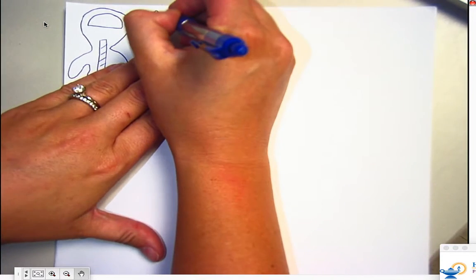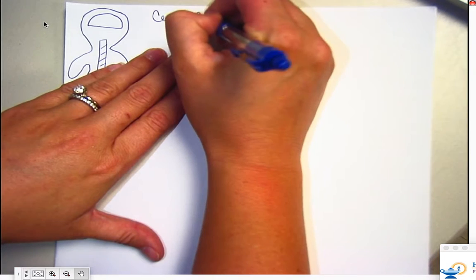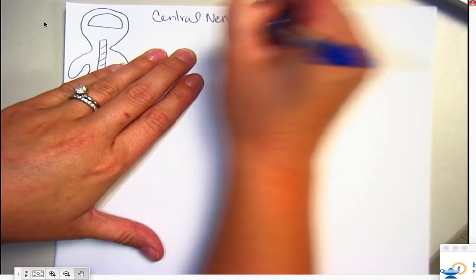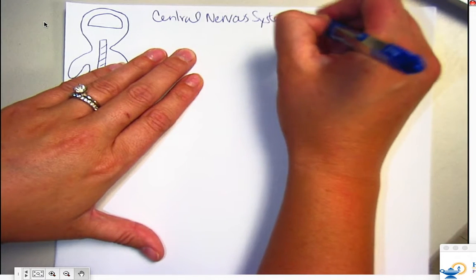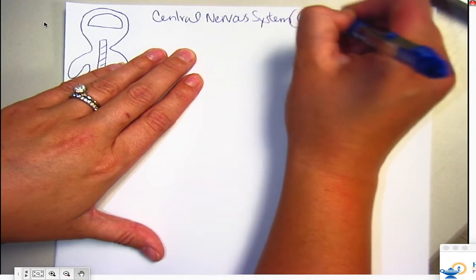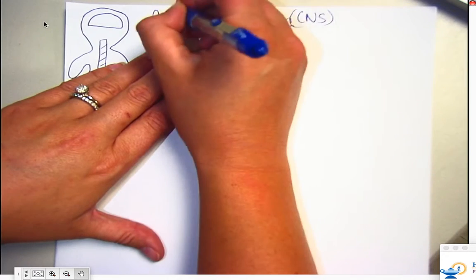So there's my person. All right, the first thing that we need to identify is our central nervous system. Now, what's the abbreviation for central nervous system? CNS. Okay, you need to know it by both, be able to pick it up.